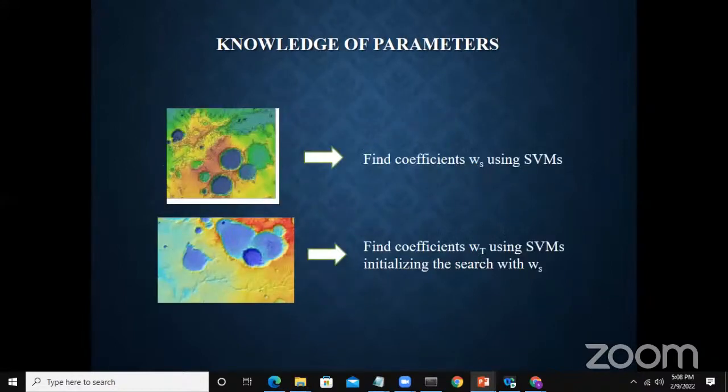This takes you to the next thought process: how will you learn the parameters? People suggest that you can go for a support vector machine, because a support vector machine will be able to find the coefficients of the source domain. And with the target domain that you have provided, you can again find the coefficients using a support vector machine, by initializing the search with what you have learned from the source domain. So find coefficients W_R using SVMs, initializing the search with W_S.